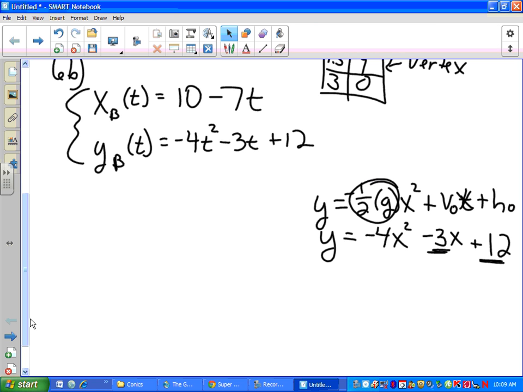So 6c is going to ask you, will Luigi get hit by the bomb? Why or why not? So this is going to go just like the ships. We want to see if they're at the same horizontal and same vertical at the same time. Same horizontal, same vertical at the same time. So, well, that's easy enough.